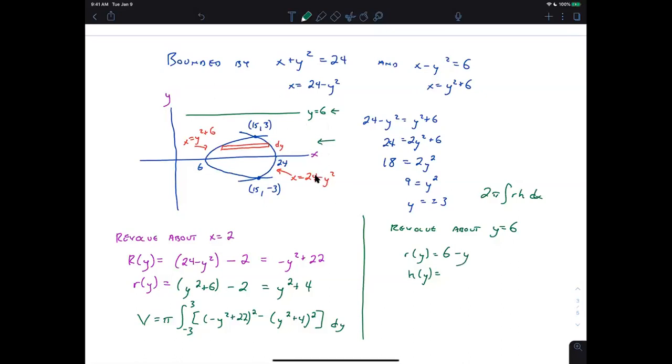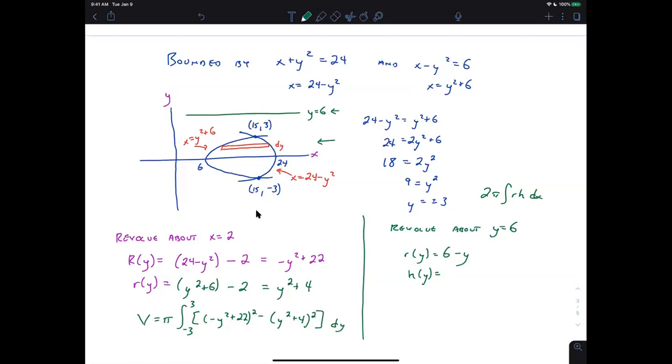You don't use these equations because these are telling you what x is, and we want to know what y is. So r of y is 6 minus y. If this was y equals 30, it'd be 30 minus y. If it was down here, if it was y equals negative 7, it'd be y minus negative 7. Does that make sense?